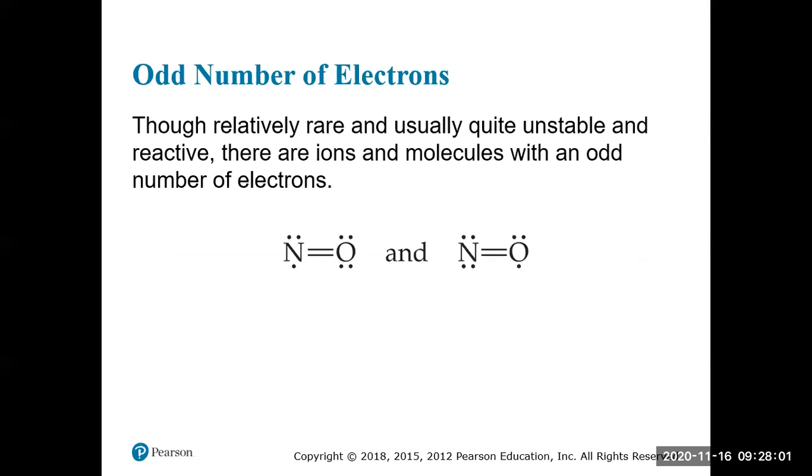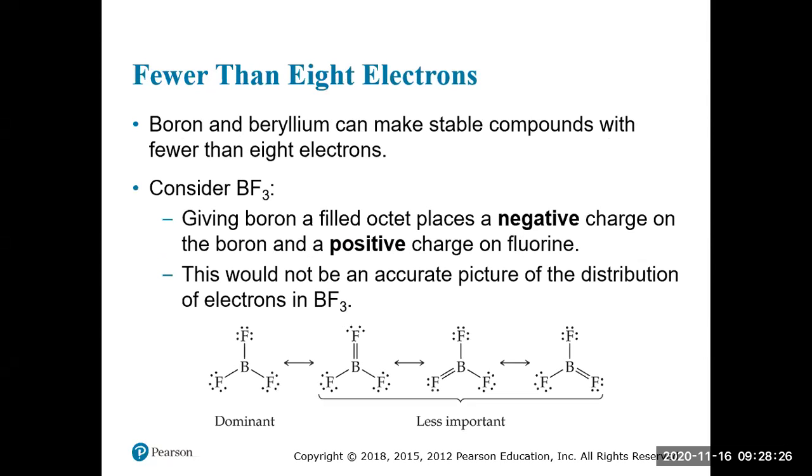So the odd number of electrons, to be honest, I wouldn't worry about that. Those are not very common, and the molecules that do have that usually don't stick around long. They're usually unstable or they react pretty quickly. Here's a couple examples. You can certainly look at it if you like, but we're not going to worry about that too much because those are not very common.